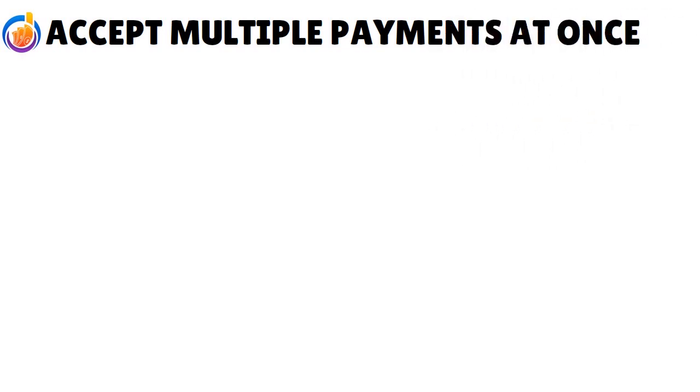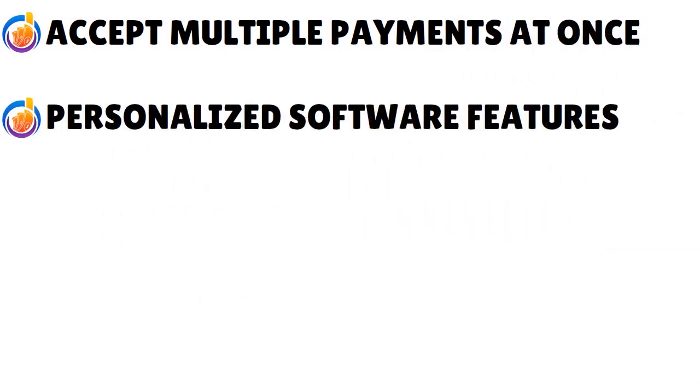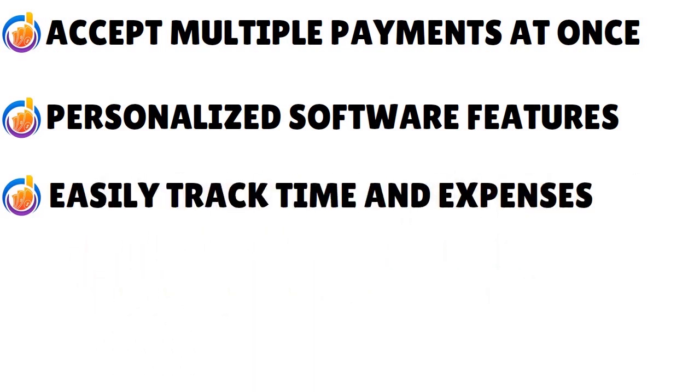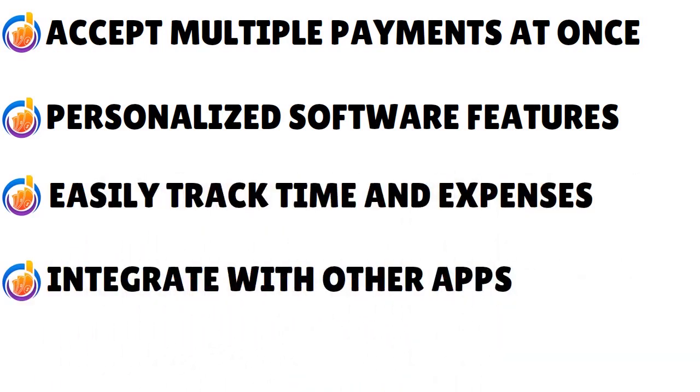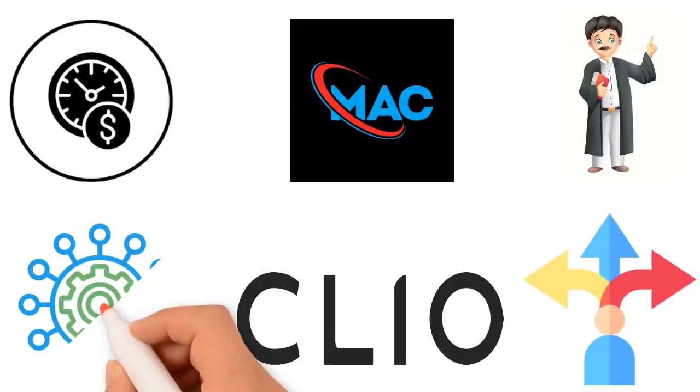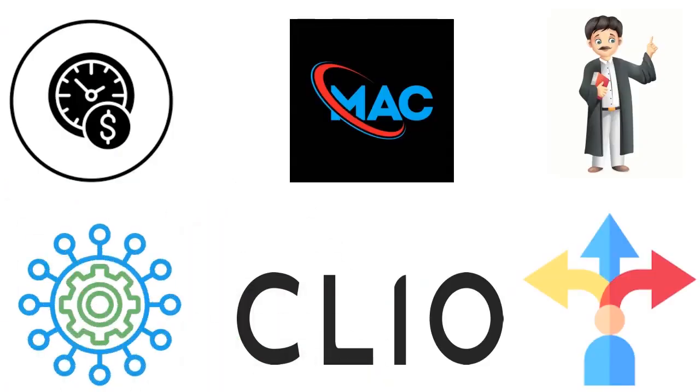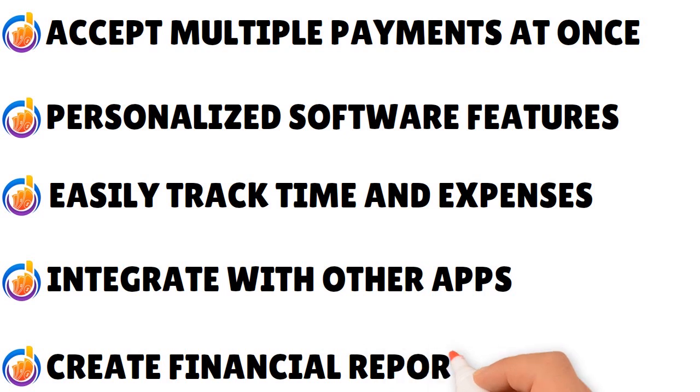You also have personalized software features. You can easily track time and expenses, and you can integrate with other apps. So Clio's app directory lets you connect with your legal billing software with other useful accounting and billing related applications to create even more functionality and billing efficiency. And you can also create financial reports.